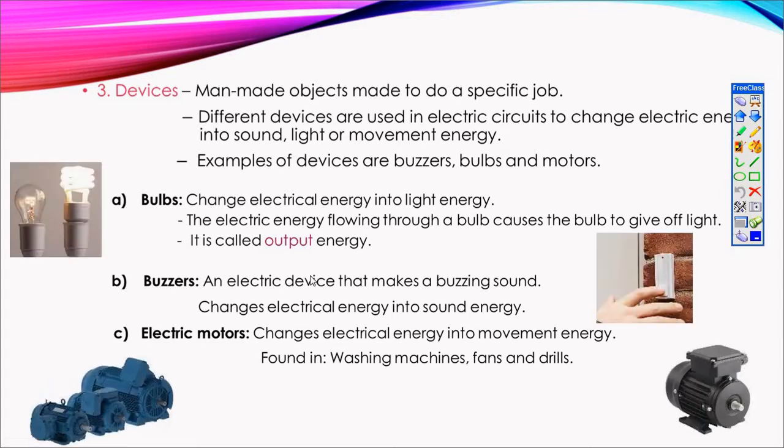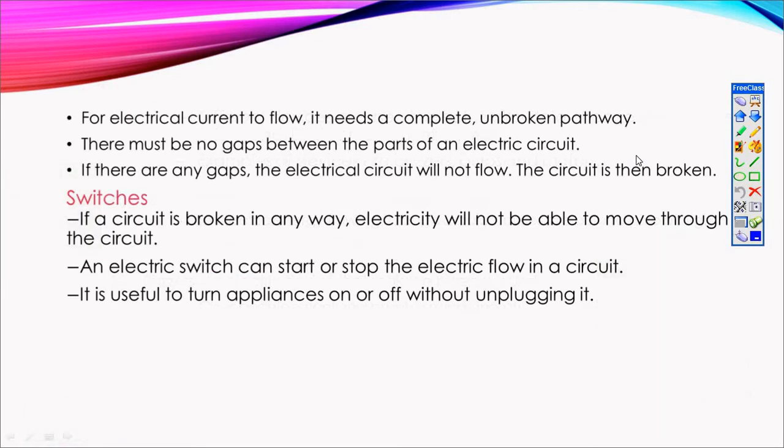Okay, lastly, I need in my circuit an electrical switch. The switch is the component in the electrical circuit that controls the flow of electricity inside of the circuit. So my switch will control the flow of electricity. When I put on the switch, the electricity will flow. When I put off my switch, the electricity will stop flowing. So that is how I control the flow of electricity inside of my circuit. Remember now, it should be an unbroken pathway of electricity.